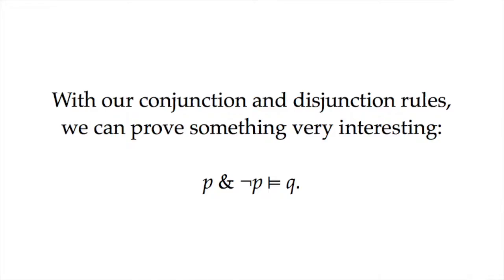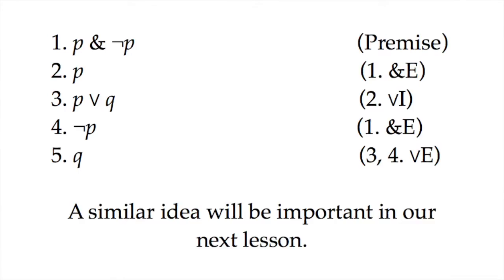Now, with the four rules that I've given you, we can already prove something that's pretty interesting. And here's what it is. P and not P entails Q. Okay? I'm going to do the proof real fast, show you how this works, and then I'm going to talk for a little bit about what this means. So here's the proof. Line 1 says P and not P. And again, on the right-hand side, I've indicated that that's just the premise of an argument. Line 2 says P. And that comes from line 1. I just used the and elimination rule.